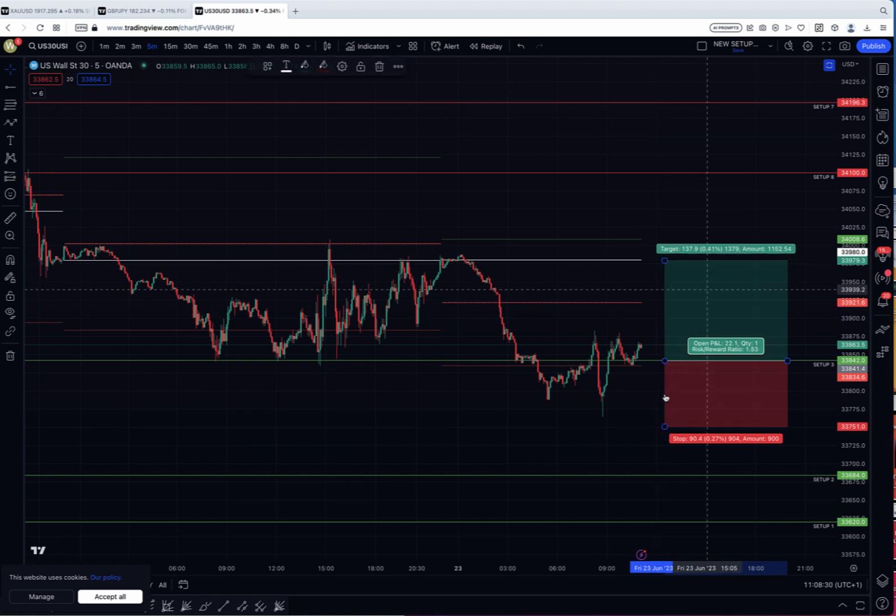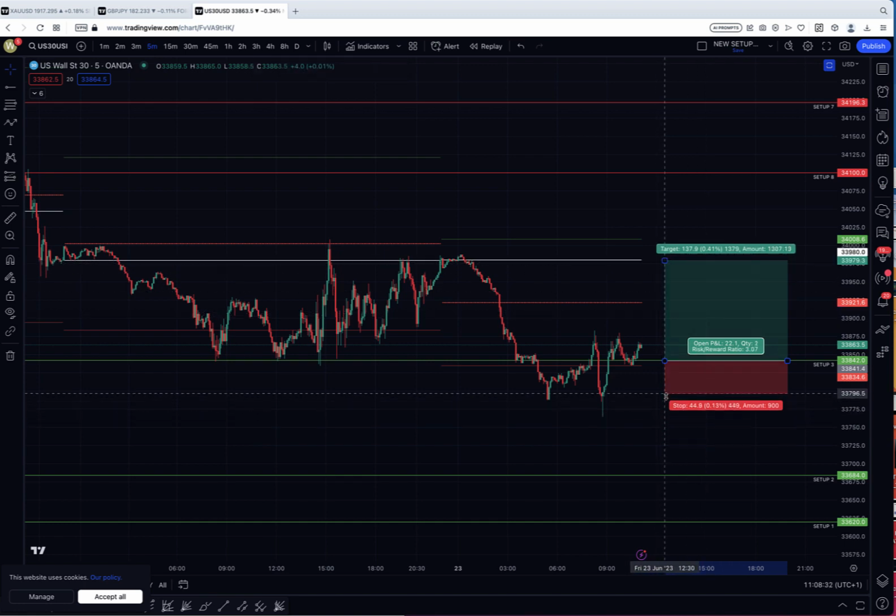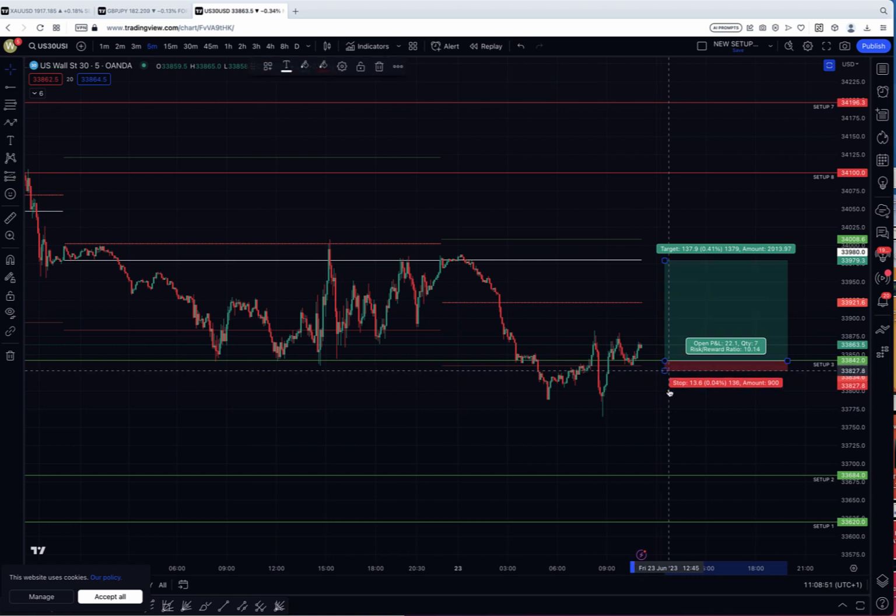So this is 1.53. Okay, so maybe you could do like 1 to 1.5, or you could do, let's say, 1 to 2 at least. So you're risking like $1 to make $2. Or if you really want to risk very small, you could do like this. You can even do like 1 to 10, so you're risking $100 to make $1,000. It's up to you. Daily open is the target.